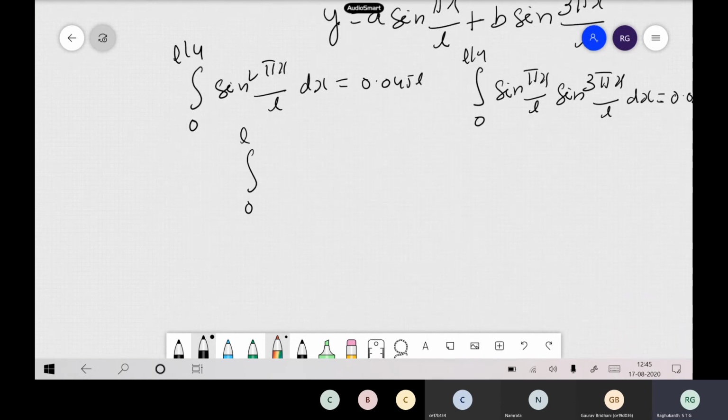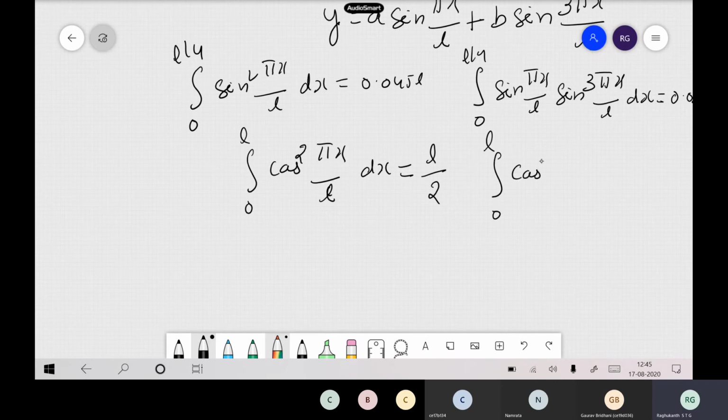Cos square pi x by L. Now what is this integral value? L by 2. Fantastic. Why L by 2? Because of the orthogonal property of cos and sin. What is this integral, 0 to L of cos square 3 pi x by L dx, and what is the value of this integral?